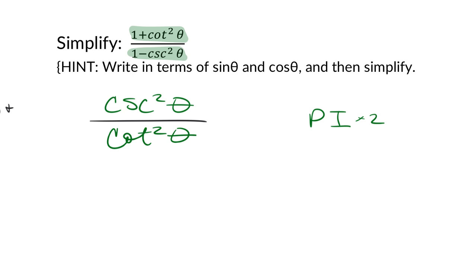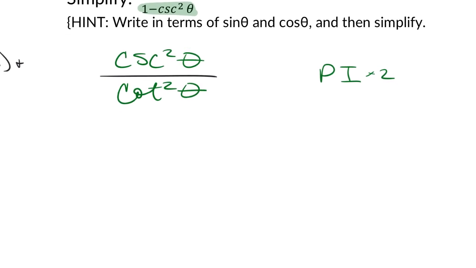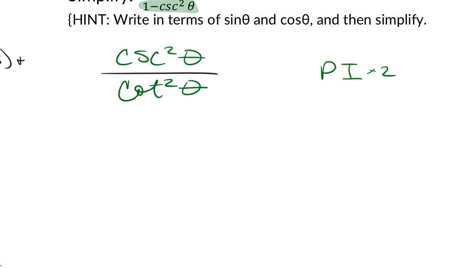Awesome, great, amazing, except that I don't know what to do now. A good rule of thumb when we don't know what to do is take the hint that they gave you. Write everything in terms of sines and cosines. How do I rewrite cosecant in terms of sine and cosine? It is 1 over sine. So cosecant squared of theta is 1 over sine squared of theta. How about cotangent?